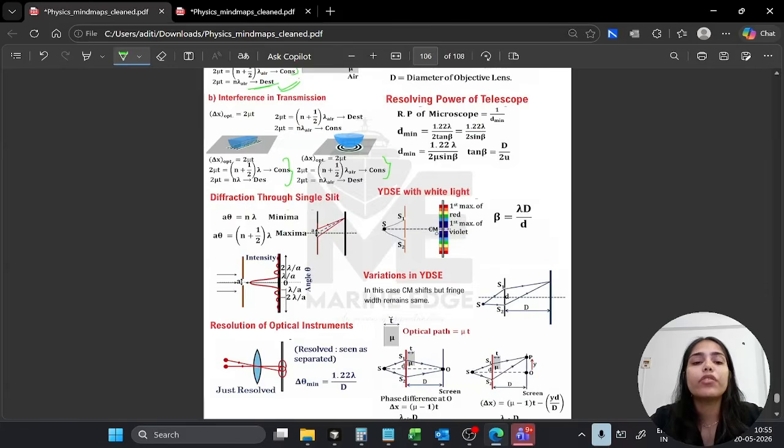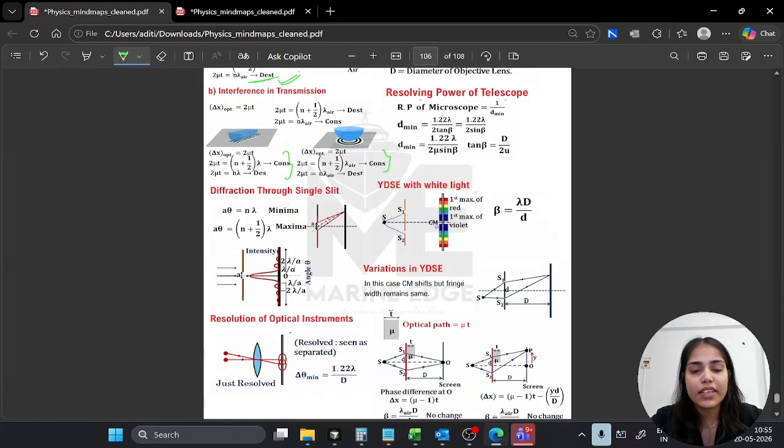Now, moving forward, the more important topic will be the Young's single slit experiment. In the single slit experiment, what happens? The first fringe that is formed at the center is of greater intensity and higher width. And as we move forward, the intensity and the width of the fringe keep on decreasing.